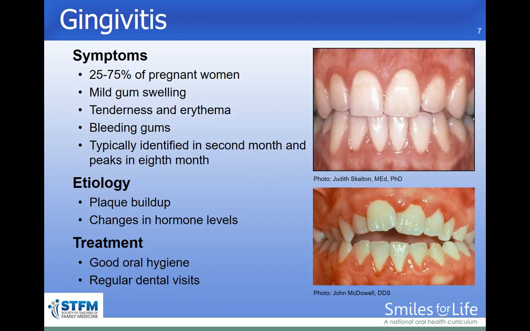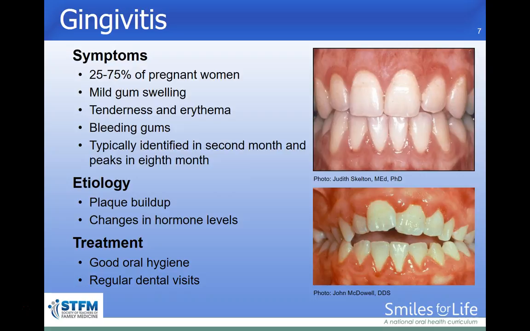Gingivitis. And you can see here some erythema and swelling of the gingiva, which are classic of gingivitis. Gingivitis is an inflammation of the gingiva without destruction of the periodontal ligament or bone. And this is what distinguishes it from periodontitis. Pregnancy-related gingivitis affects about 25 to 75% of pregnant women. It likely occurs because of immunosuppression and hormonal changes, which cause an altered response to bacterial plaque.